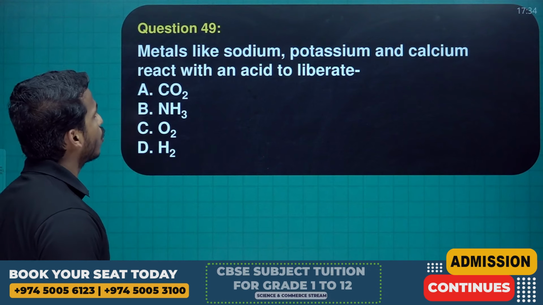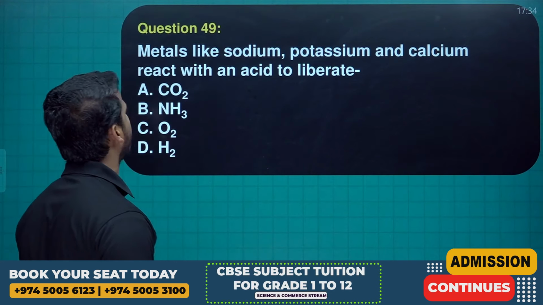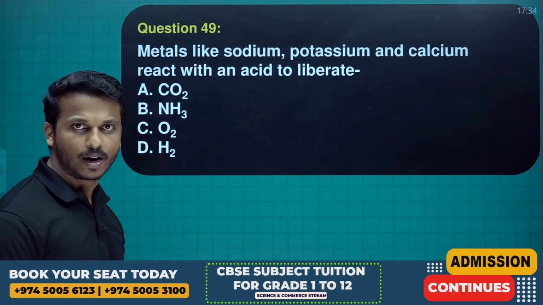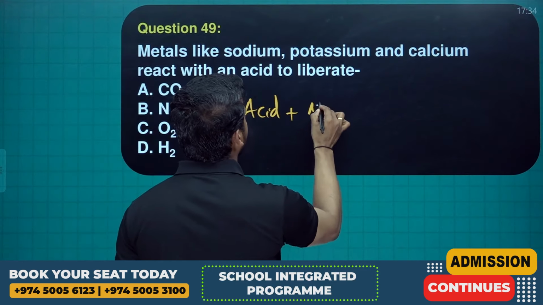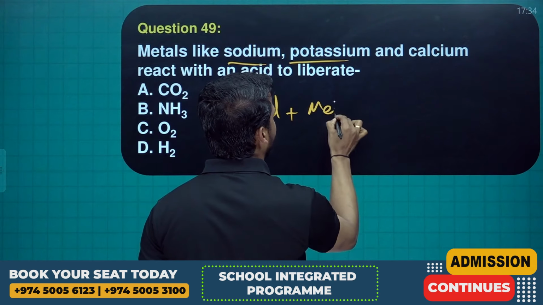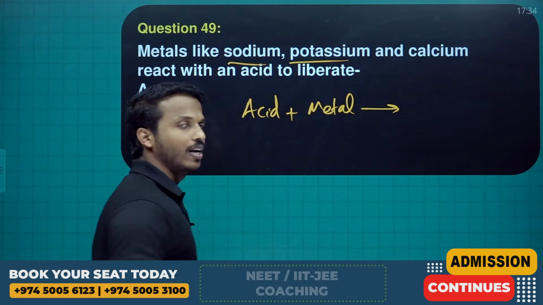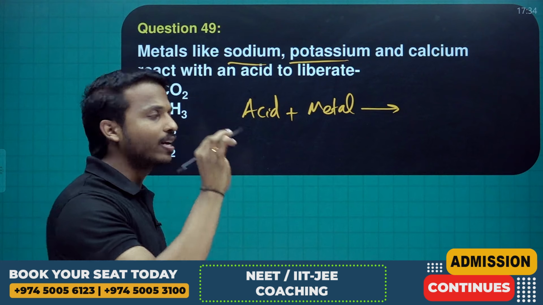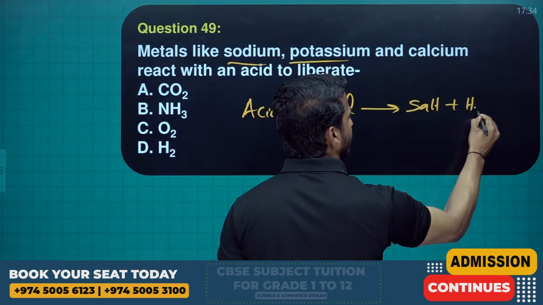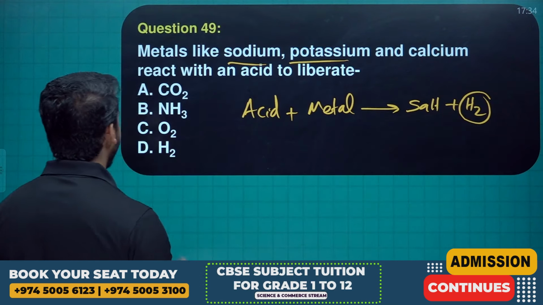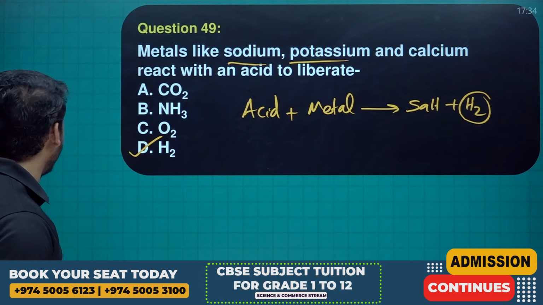Now, metals like sodium, potassium and calcium react with an acid to liberate what? You know, when an acid reacts with sodium, potassium, these all are what? Metals, right? We studied the reaction. Acid combined with the metal, we will get what? Salt plus hydrogen gas. Salt plus what? Hydrogen gas. That is option D.